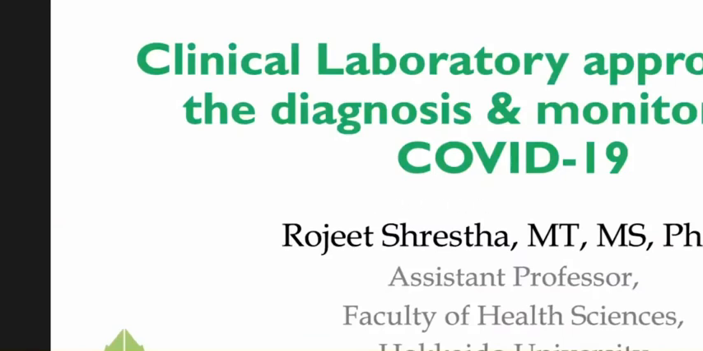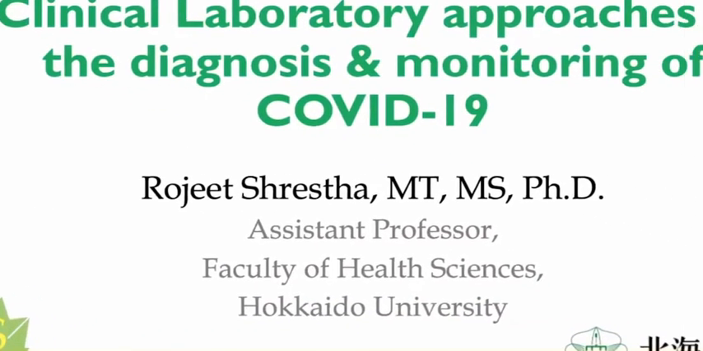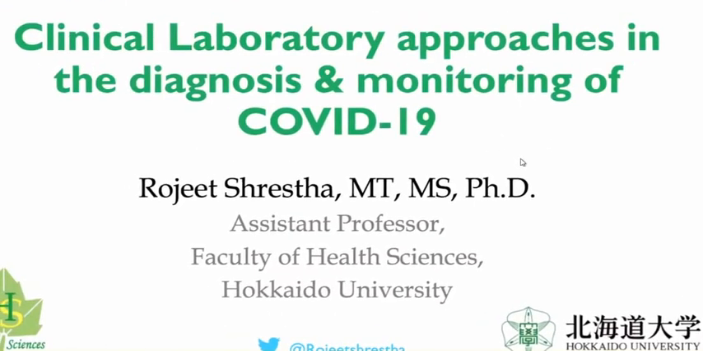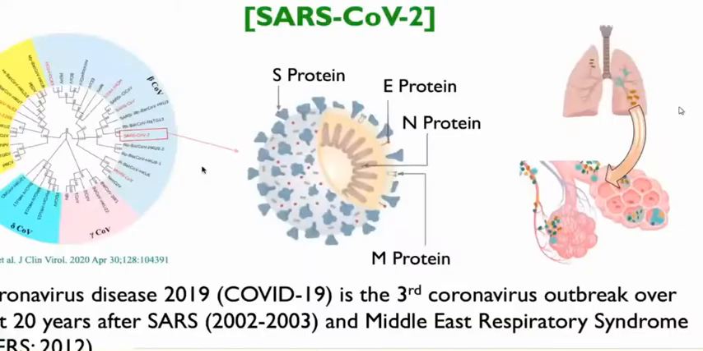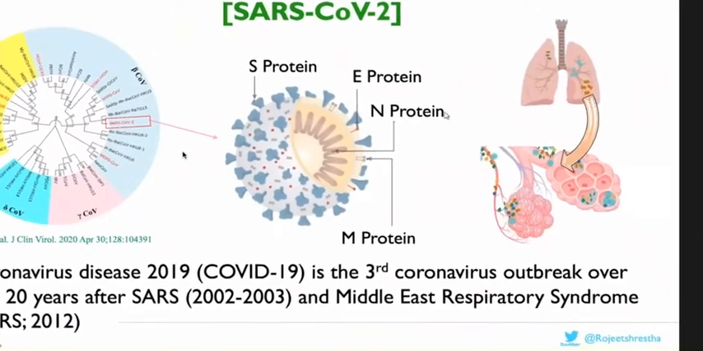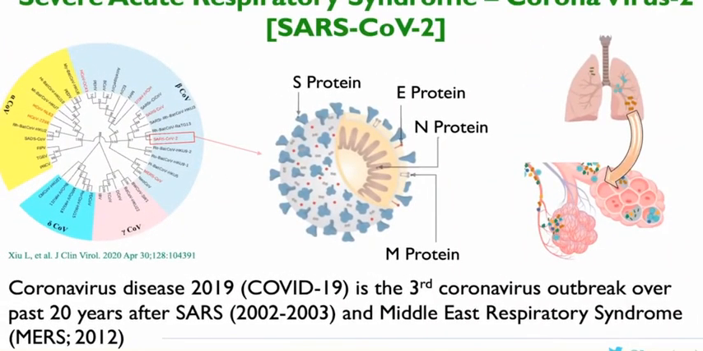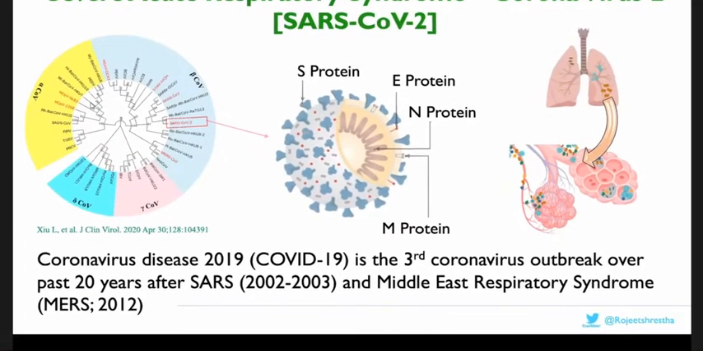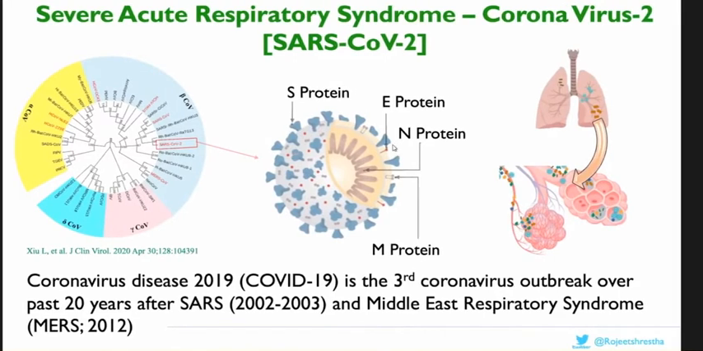Today, my presentation will be entirely based on the clinical laboratory approach in the diagnosis and monitoring of COVID-19. So, SARS-CoV-2, we know, is a beta coronavirus belonging to the family of coronavirus, which is so named because of the crown-like spike on the surface.